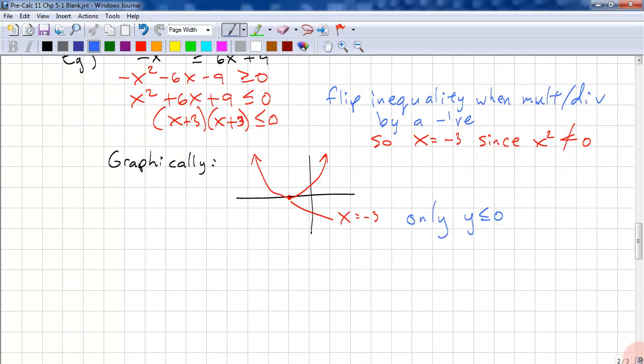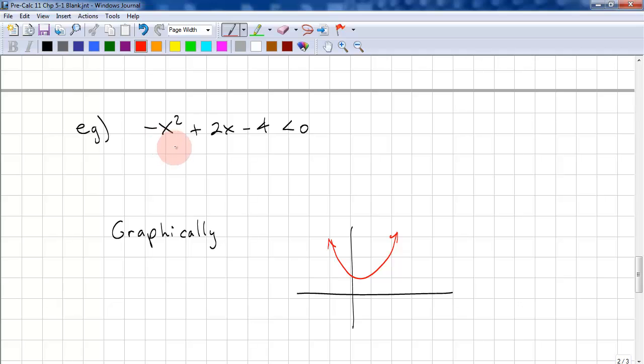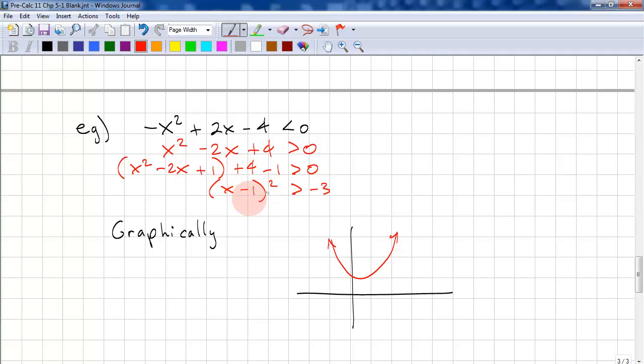Okay, let's look at another special case. Let's divide everything by negative 1. So we flip the sign of everything, and we flip the inequality. Now we need to complete the square. And we just add 1. And we have x minus 1 squared. Move the 3 over to the other side. It becomes negative 3. Since this will always be greater than or equal to 0, we can say 0 is greater than negative 3, and this is always true.